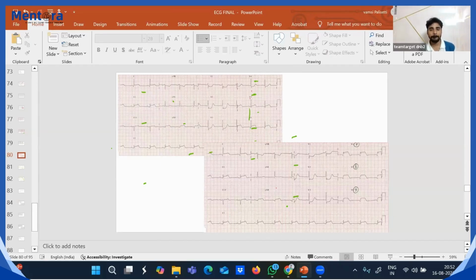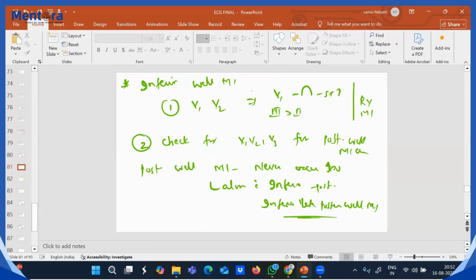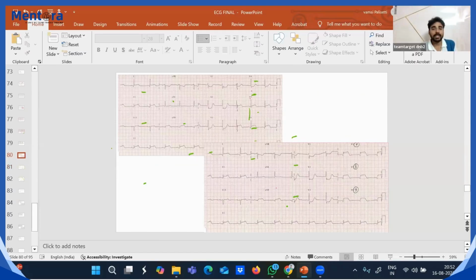Am I clear on this? Simple thing. Sometimes they will call posterior wall MI a STEMI equivalent, because even though the ECG is not showing ST elevations, you treat it as an ST elevation MI only. That's it, the STEMI equivalent.